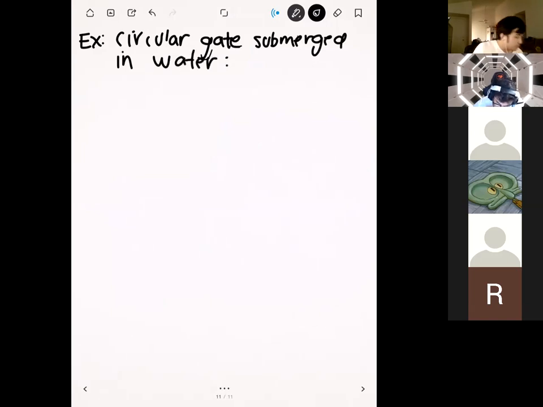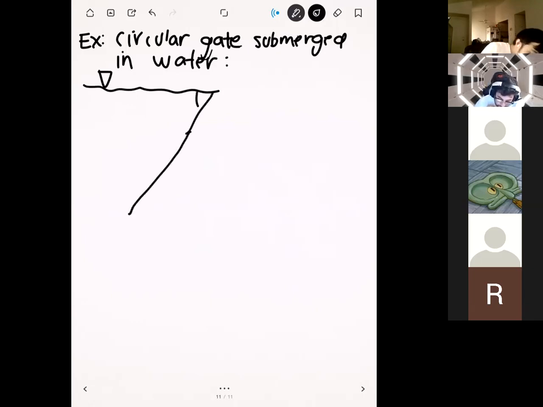Okay. And so the geometry looks something like this. So we have our surface like this. We have an inclined surface, right? And this incline has an angle of 60 degrees. And then in the middle of the surface right here, we have a gate. So our gate's going to look like this.